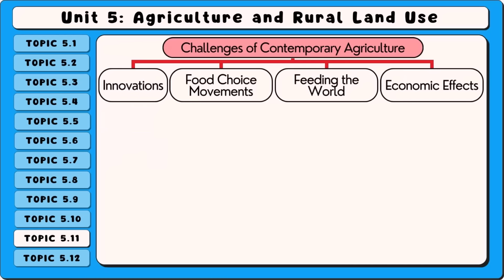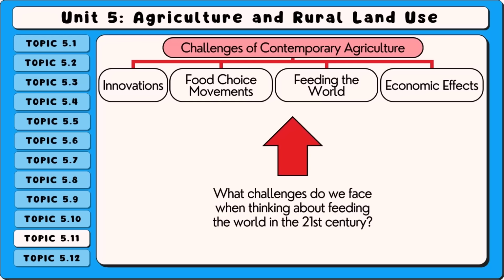In the previous lesson, we started to explore some of the negative consequences of agricultural practices. In this lesson, we're going to continue this journey, but we'll be a little more forward-looking by exploring some of the challenges we face when thinking about feeding the world in the 21st century and how these problems might be solved. As always, we'll stick closely to the requirements set out in the AP Human Geography curriculum, so you learn everything you need to know for the exam.